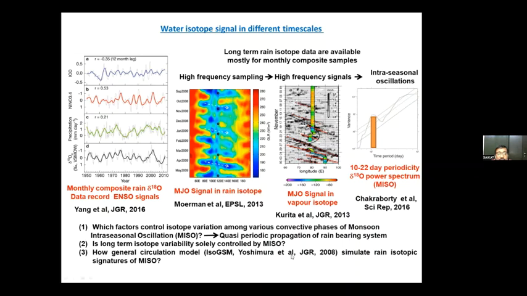But there are many questions which are not answered yet. Even within a convective event, you can get a large variation of the water isotopes. What causes this? We don't know. Is the long-term isotope variability solely controlled by the intraseasonal oscillation, or does it capture some local phenomena also? That is also something we are going to study in our cases. And secondly, how does the general circulation model capture these rain isotopic signatures of the intraseasonal oscillation in comparison to the observation? These are some of the issues that will be discussed.